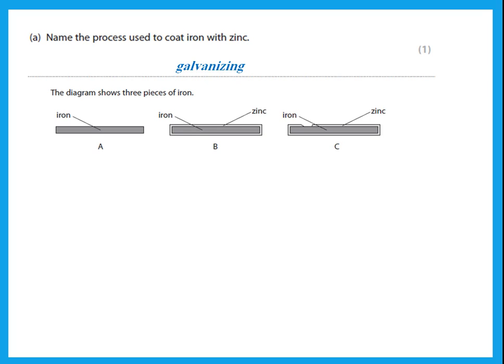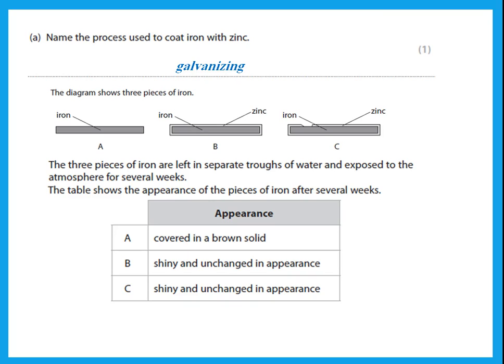Another question says the diagram shows 3 pieces of iron. So A is a piece of iron not covered with anything, B is a piece of iron covered with a layer of zinc, and C has some of the layer of zinc peeled off. The 3 pieces of iron are left in separate troughs of water exposed to the atmosphere for several weeks. The table shows the appearance of the pieces of iron after several weeks. So after several weeks, A was covered in a brown solid.